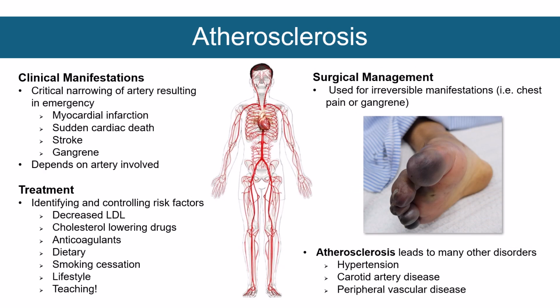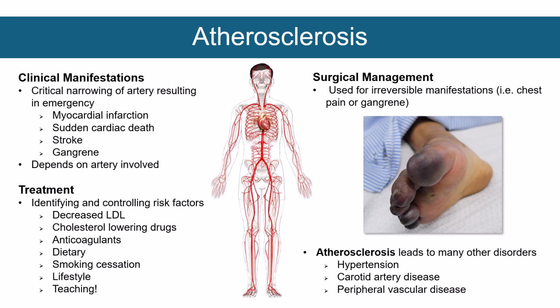Now let's talk about symptoms. These can vary depending on which artery is affected, but we're talking about the major complications first. So myocardial infarction. This is when the coronary arteries are affected, when you have plaque in those arteries and they begin to narrow. If they narrow so much, they'll actually cause an obstruction of blood flow, which can be life-threatening. Sudden cardiac death, directly tied to what I just mentioned.